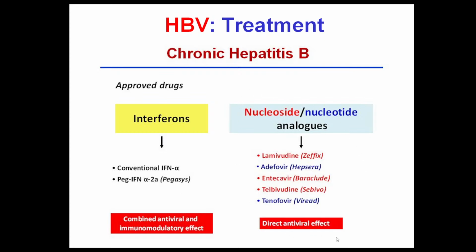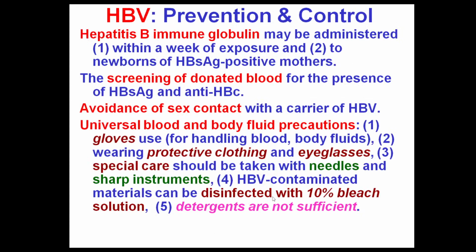So that's why pegylated interferon alpha can be used for treatment now, or conventional interferon alpha with direct antiviral activity. Then the second group of drugs are nucleoside or nucleotide analogs. These drugs have a direct antiviral effect, but unfortunately, the hepatitis virus may produce resistance very quickly against these nucleoside analogs.